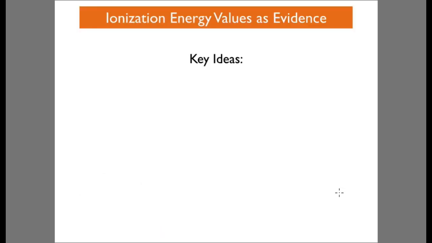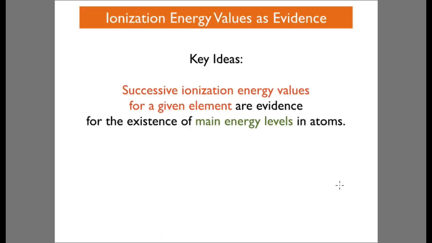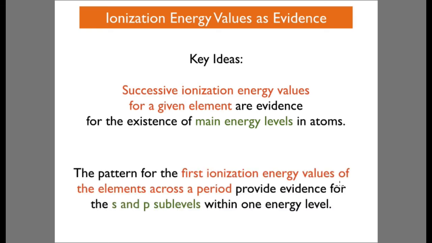What are the key ideas we've learned? Well, successive ionization energy values for a given element are evidence for the existence of main energy levels in atoms. The pattern for the first ionization energy values of the elements across a period provides evidence for the s and p sublevels within one energy level. Splendid.